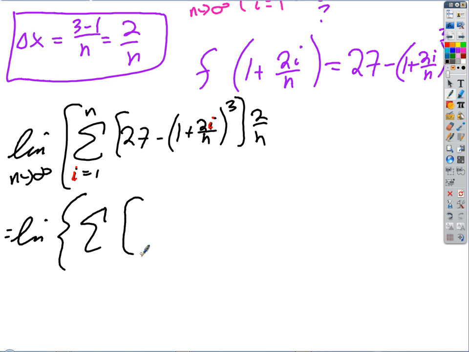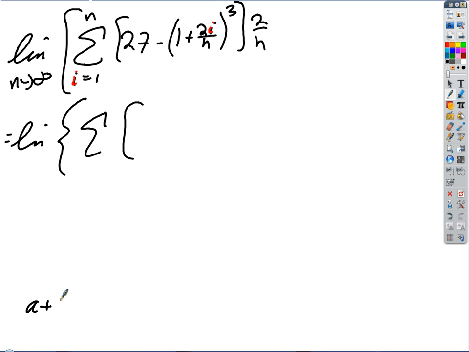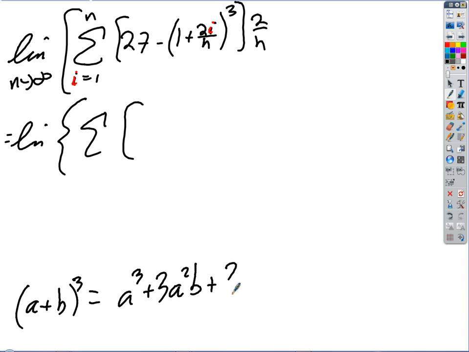So what is a plus b cubed? Do you remember what that expansion is? The binomial expansion, a plus b cubed? A cubed. What's the next one? It's a squared b. Good. What's the coefficient? 3. Good. Plus ab squared. Good. Plus b cubed. Okay, so instead of a and b, we've got 1 and this fraction 2i over n.